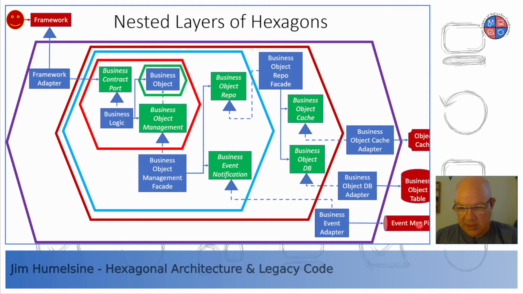And if you'll notice, I still obey all the rules that even in the inner hexagons, every time we cross a line, we're always crossing by going inward and not outward. So at any point, we say, oh, I don't need to do a business event notification. I can just drop off this lower portion and I'm still good with the rest, and the business logic is not affected by that at all.